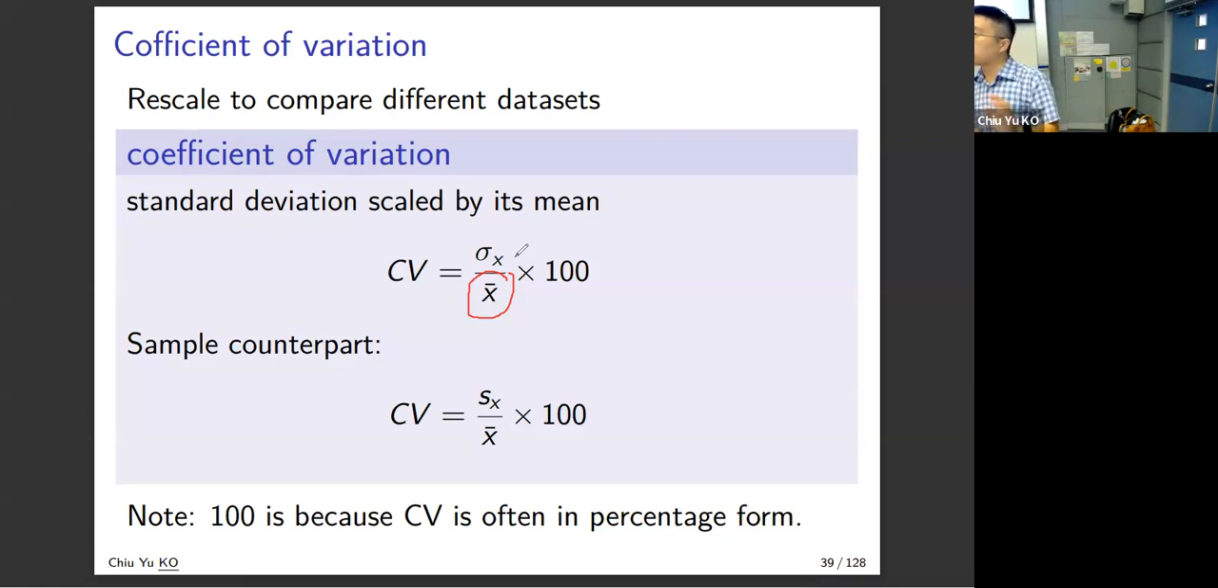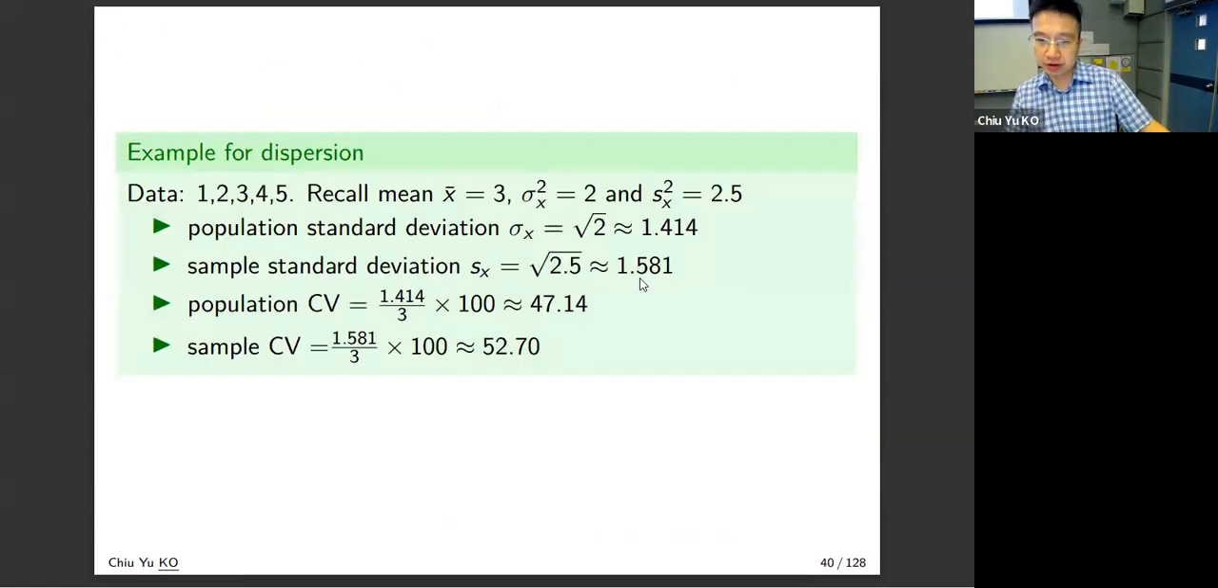Is it clear why you want to do that? Because you want to compare different data sets with different means. If they have the same mean, it's fine, but usually with different means you want to compare. Is that okay? Is that clear? Any questions? So basically, you have learned all the different measures of dispersion.